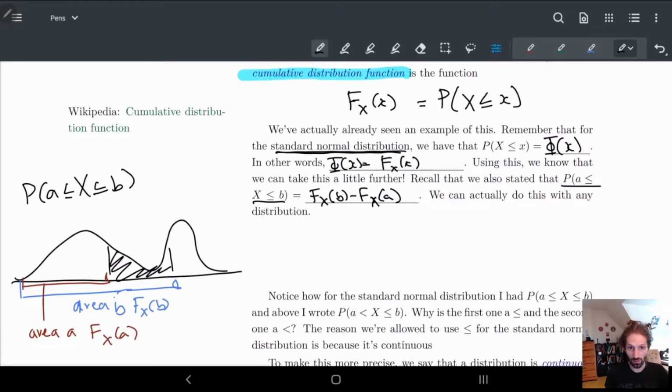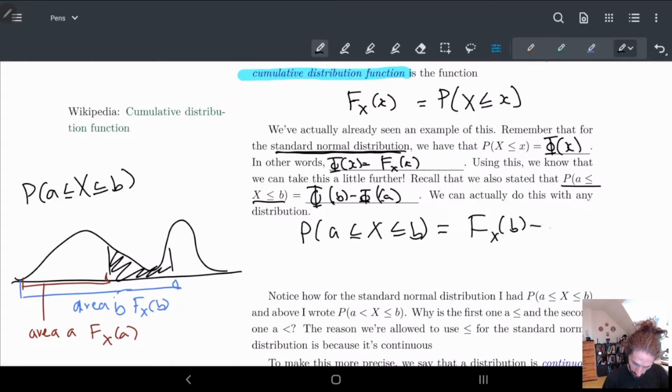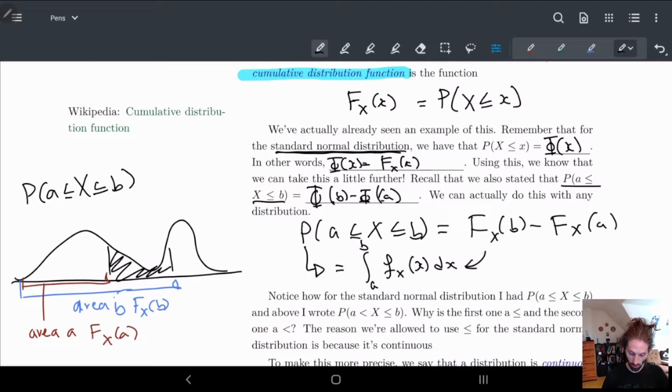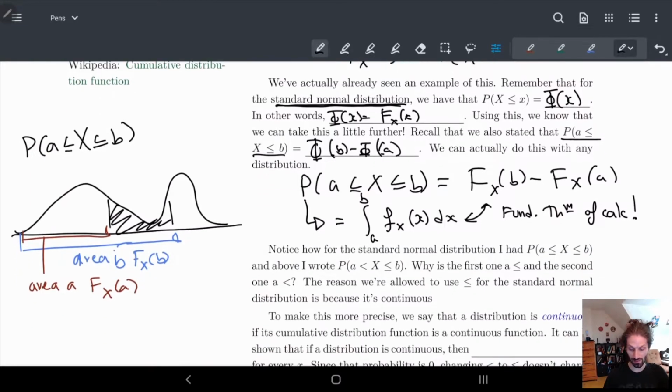Sorry, this is what I said for the phis. I wanted to write phi here. So we can do this with anything. Let me write this above because I want to write this in two different ways. The probability is equal to F sub X of b minus F sub X of a. Remember that the other way of writing this is the integral from a to b of little f of x, our probability density function, dx. This should remind you of the fundamental theorem of calculus. It looks identical, and that's because it is. That's basically where this idea is coming from.